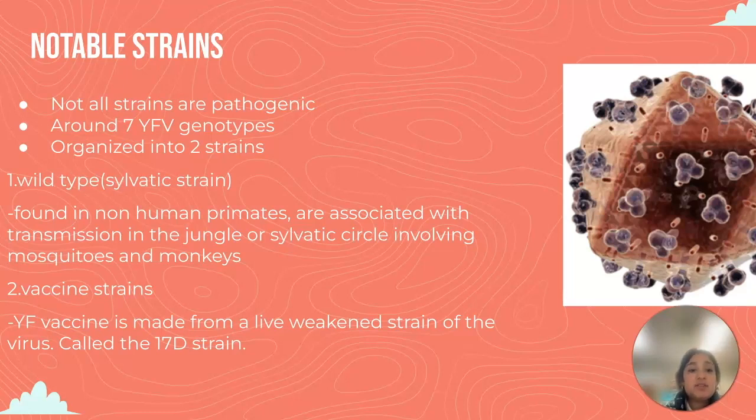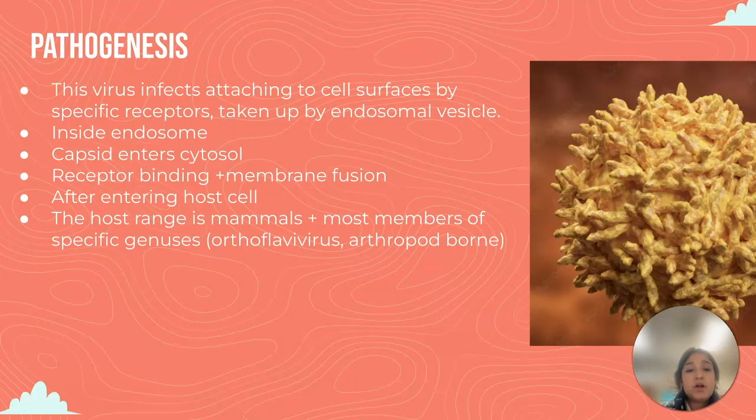The second is a vaccine strain, and this is a strain scientists use to grab the virus from and create the vaccine. It was weakened, so it doesn't have the full potential as a normal virus would, but this strain is called the 17D strain, and this is the one that was used for the vaccine. Okay, now let's talk about yellow fever's pathogenesis.